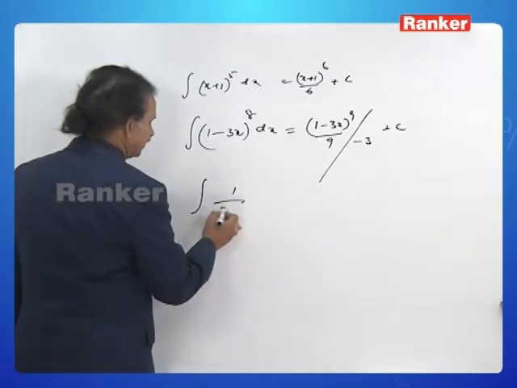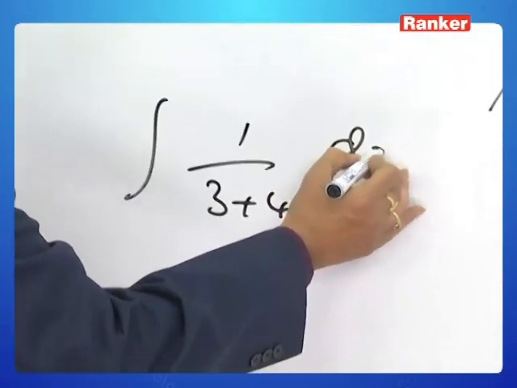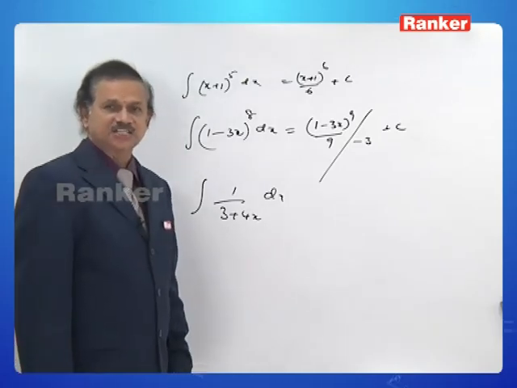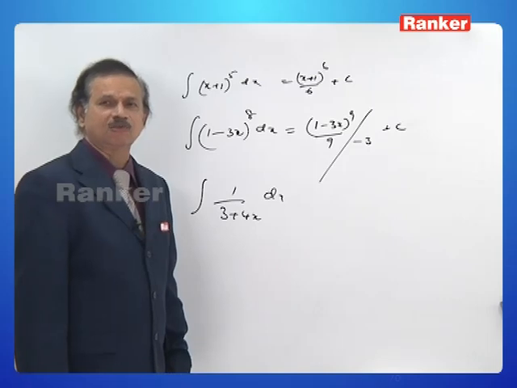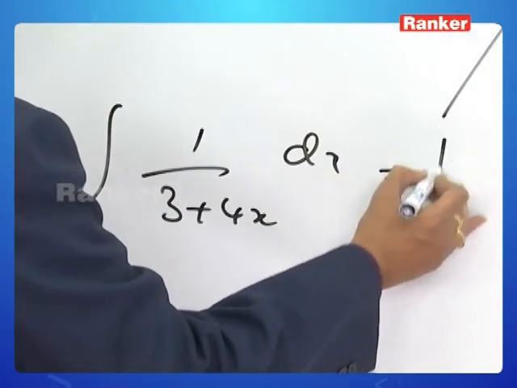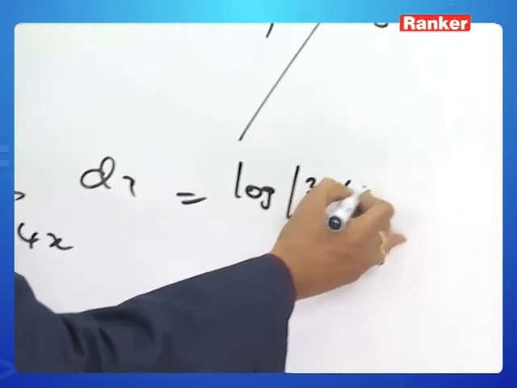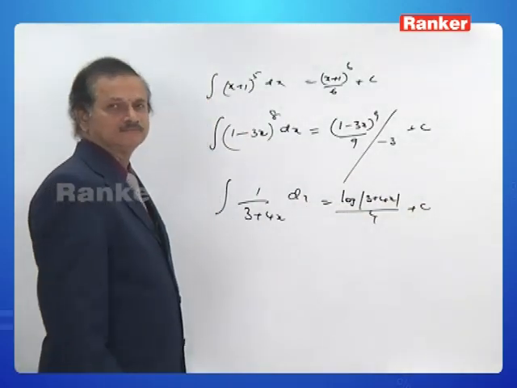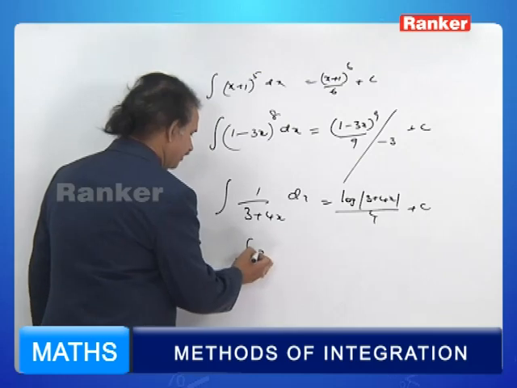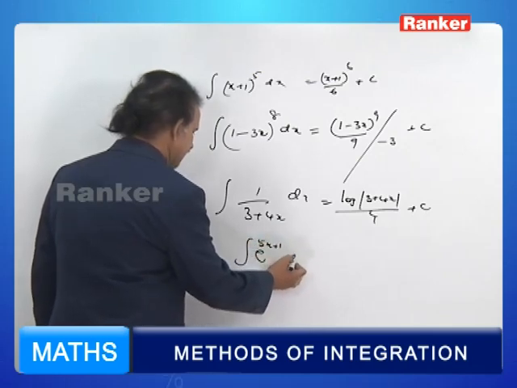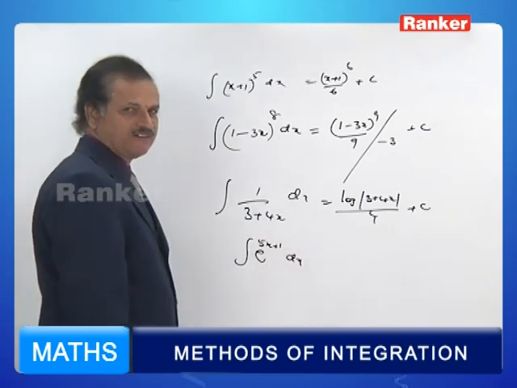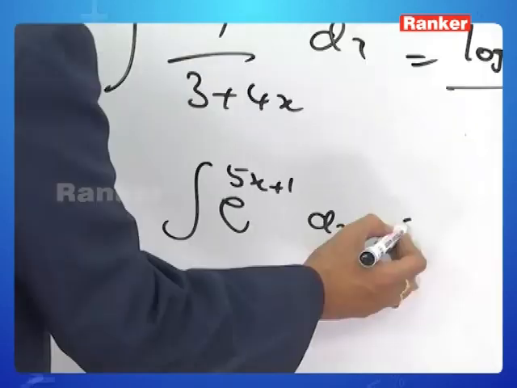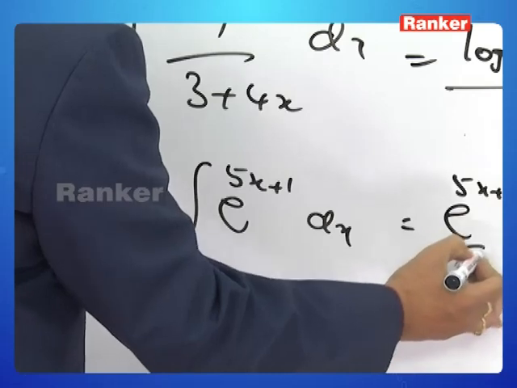Integral of 1 by 3 plus 4x. Come on. Is this a first degree? Surely, it could take the shape of 1 by x. Integral of 1 by x is log mod x. So it is log mod 3 plus 4x, divided by its derivative, which is 4, plus c. Similarly, integral of e power 5x plus 1. Come on friends, what is the answer? You consider this 5x plus 1 to be some x. Integral of e power x is e power x. That is e power 5x plus 1 by 5 plus c.